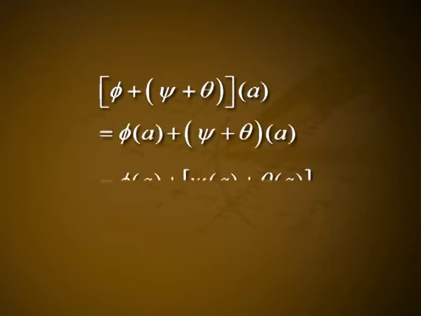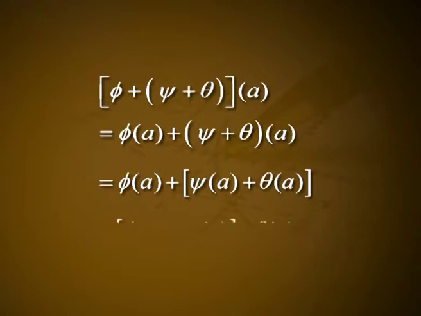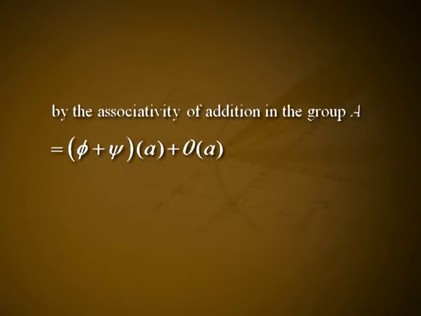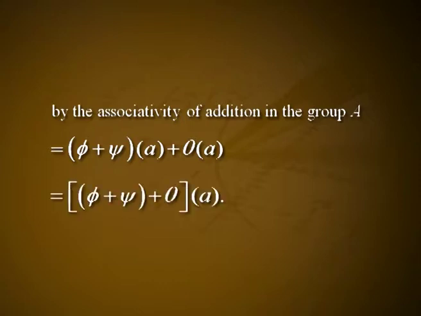3. For phi, psi, theta belonging to hom A, we have (phi plus (psi plus theta))(a) is equal to phi(a) plus (psi plus theta)(a), which is equal to phi(a) plus (psi(a) plus theta(a)), which is equal to (phi(a) plus psi(a)) plus theta(a) by the associativity of addition in group A, which is equal to (phi plus psi)(a) plus theta(a), which is equal to ((phi plus psi) plus theta)(a).